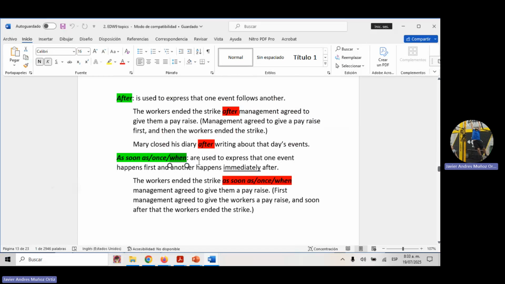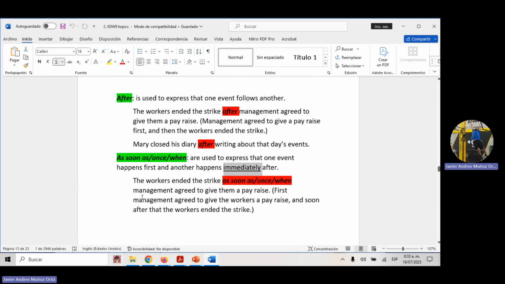Well, the difference is related to time, because as soon as, once, and when are used when something happens immediately after. So I finished. Let's go with the example. The workers ended the strike as soon as management agreed to give them a pay raise.